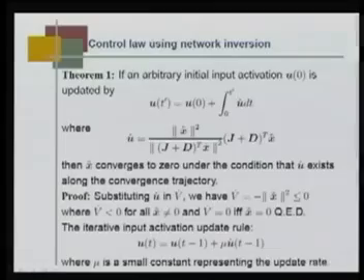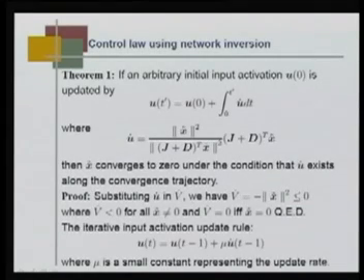Control using network inversion. First of all we present a theorem. If an arbitrary initial input activation u naught is updated by this formula, u(t) is u naught plus the integral from 0 to t of u dot dt, where u dot is given by this expression, then x tilde converges to 0 under the condition that u dot exists along the convergence trajectory.